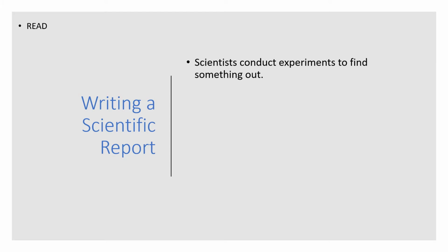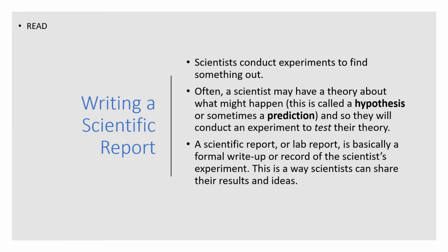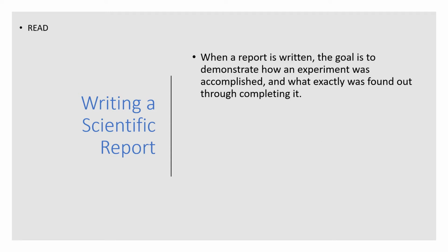So we'll start at the very beginning about writing a scientific report. Scientists conduct experiments to find something out. Often a scientist may have a theory about what might happen, and we call that the hypothesis, or sometimes we call it a prediction. And so what they'll do is they'll conduct an experiment to test their theory. A scientific report or a lab report is basically a formal write-up or record of the scientist's experiment, and this is a way that scientists can share their results and ideas.